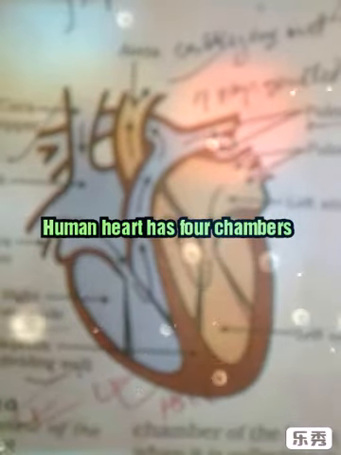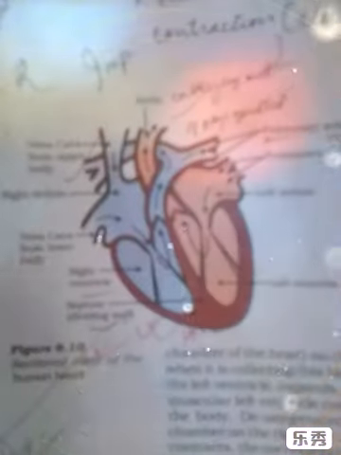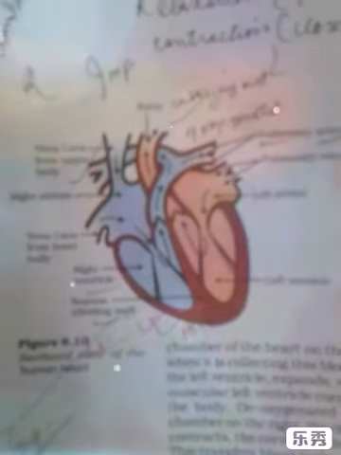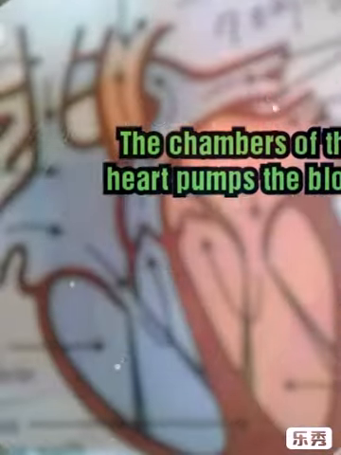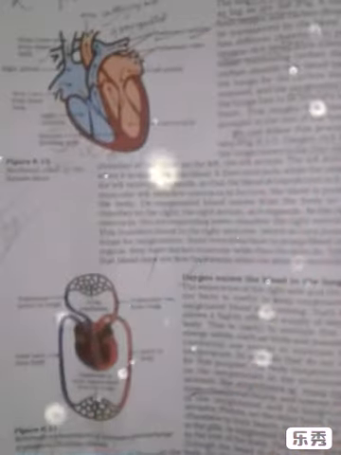The deoxygenated blood comes from the body to the upper chamber, the right atrium. As the right atrium contracts, the corresponding lower chamber, the right ventricle, dilates. This transfers blood to the right ventricle, which in turn pumps it to the lungs for oxygenation.